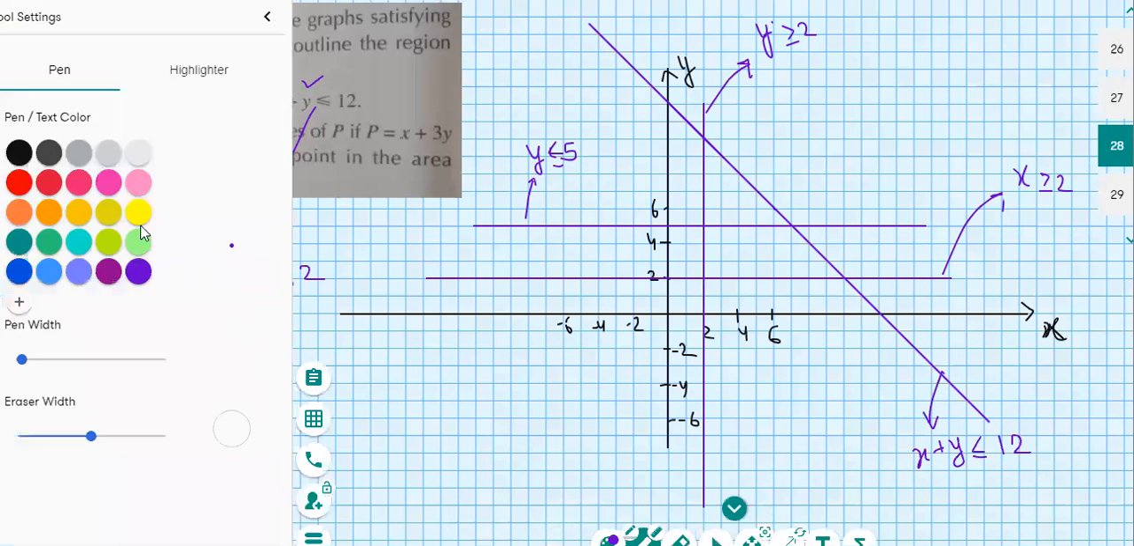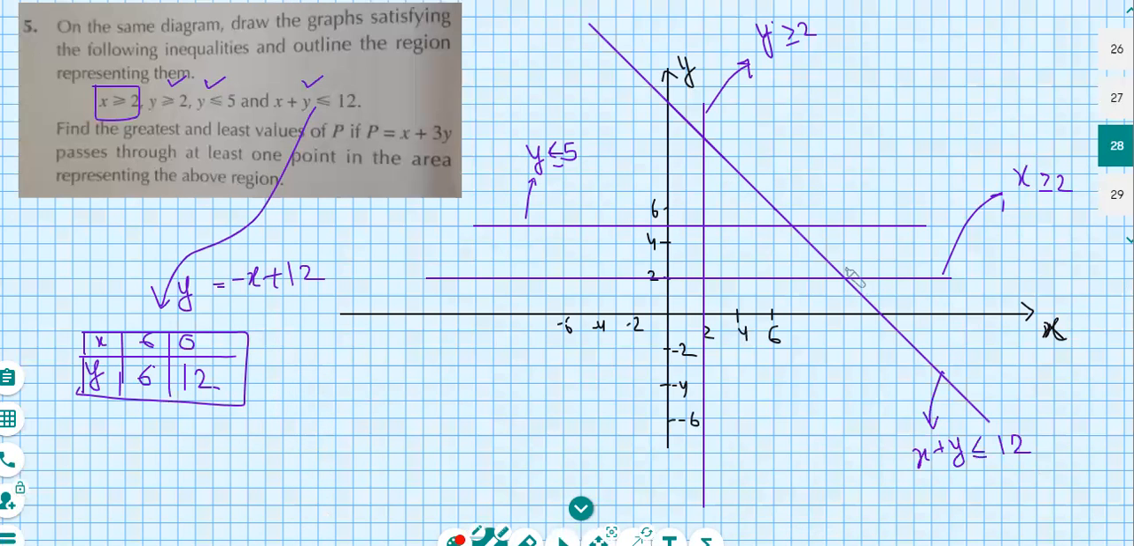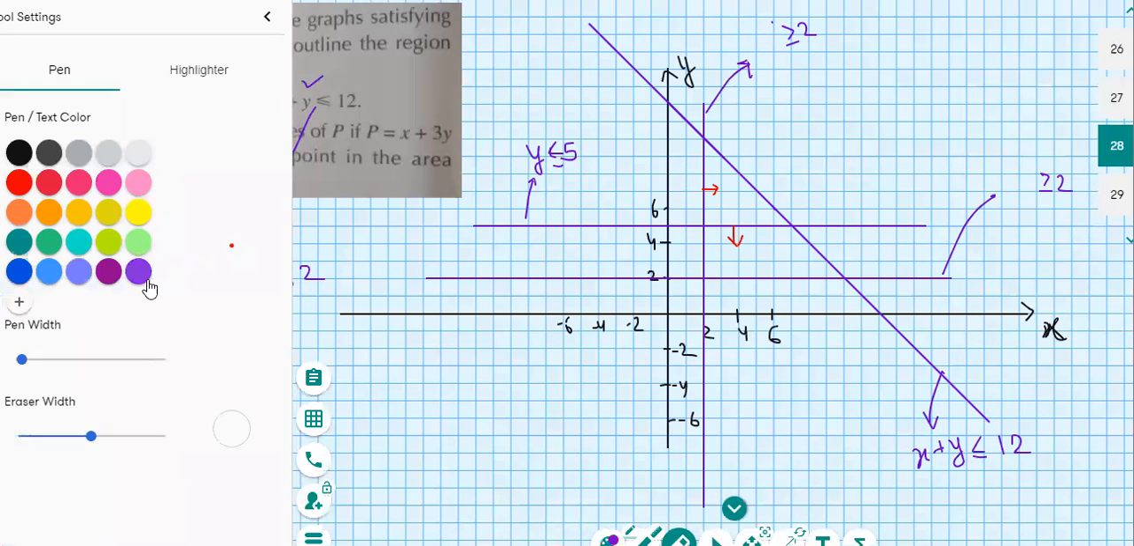Now the next step is to shade the region. So you can see in the inequality y is greater than or equal to 2, the region will be towards the right side of the line, as y is greater than 2 in this region. Similarly, y is less than 5 below this line. I guess I have written it differently. Let me correct it.